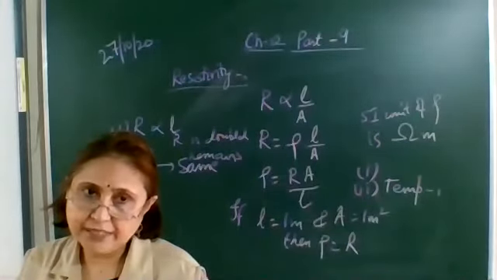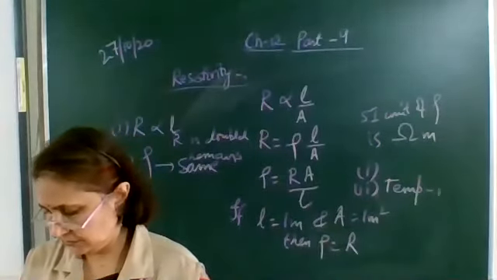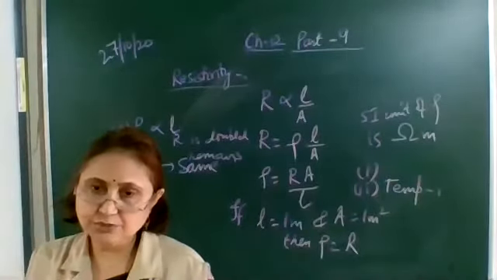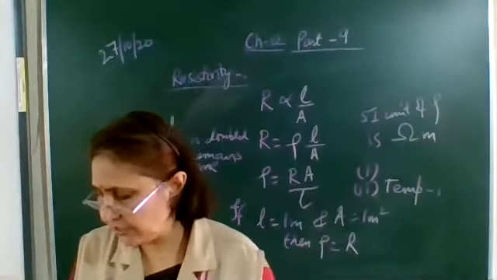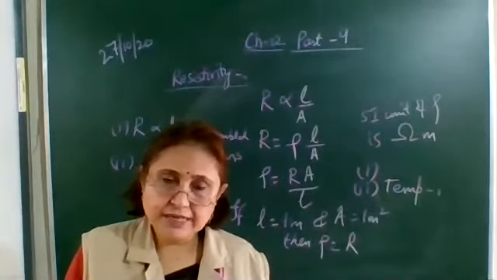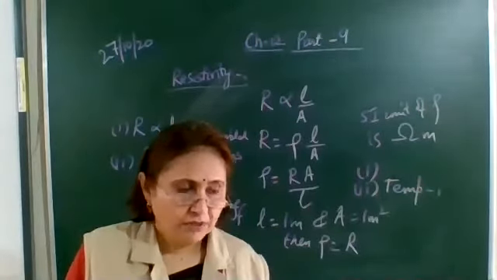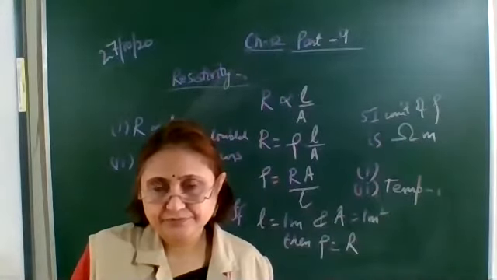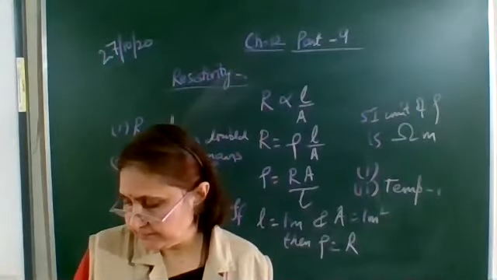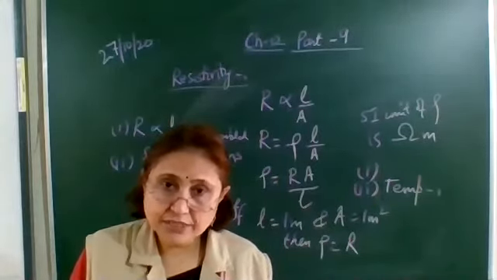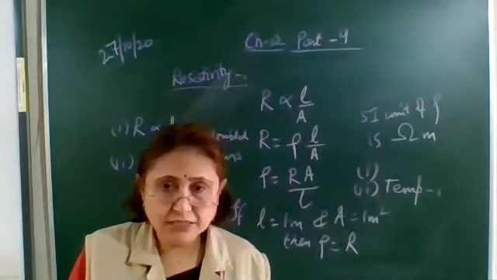Why are copper and aluminium generally used for electrical transmission lines? Yes, why is it so? Because their resistance and resistivity are very, very low.